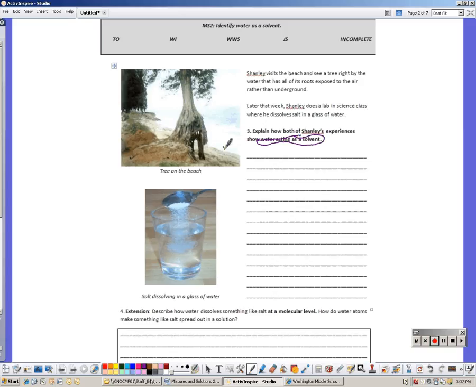So you don't necessarily have to explain why this tree is healthy or why it's not healthy, what's happening to the tree. You just have to explain to me how water caused this to happen, how water causes this to dissolve. And so really all you're doing is explaining how is water the solvent in both pictures.